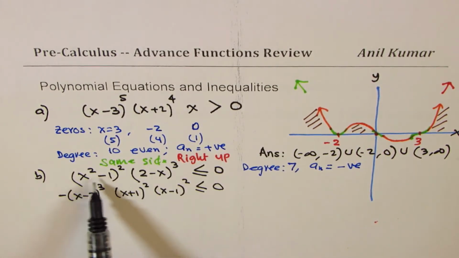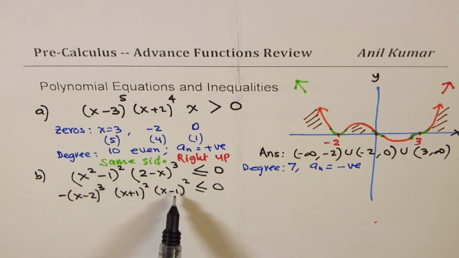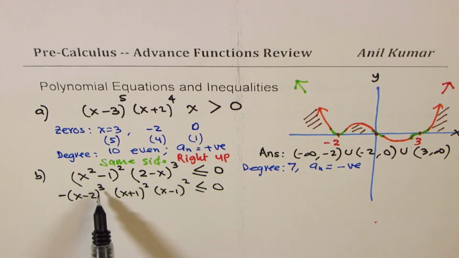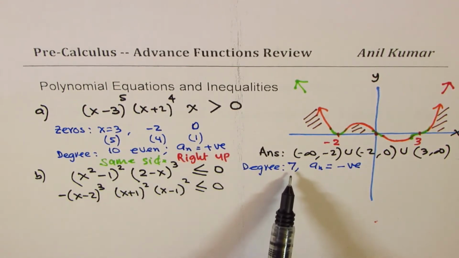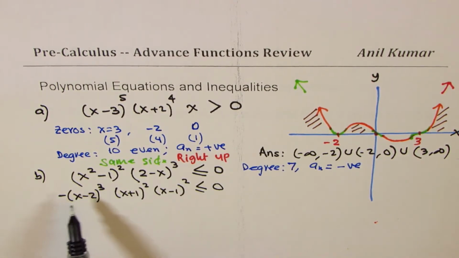So if you factor this, you get x plus 1 times x minus 1, whole square, which means both are squares, right? Now again, let's count. 2 plus 2, 4. 4 plus 3 is 7. So the degree is 7, right? And the leading coefficient is negative and not positive. Now these kind of questions could come in multiple choice questions and so many other ways. So these two are very important.